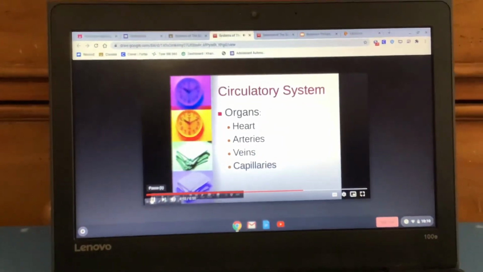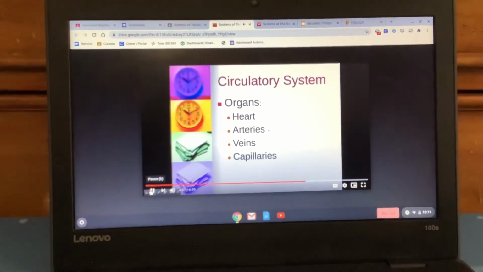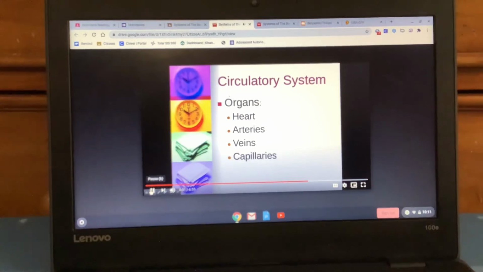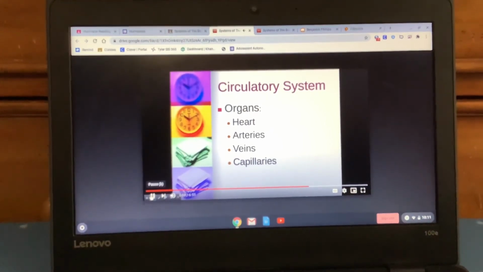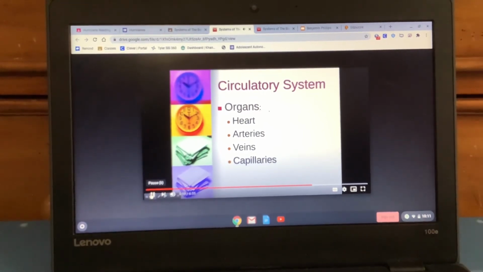The circulatory system, the organs that it's made up of, is the heart, arteries, veins, and capillaries. And again, remember this word organs. We talked about cells form tissues, tissues form organs, and then with that, organs form systems.